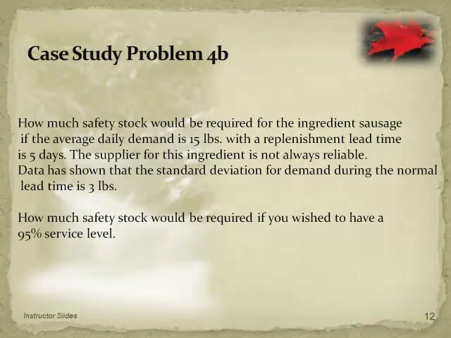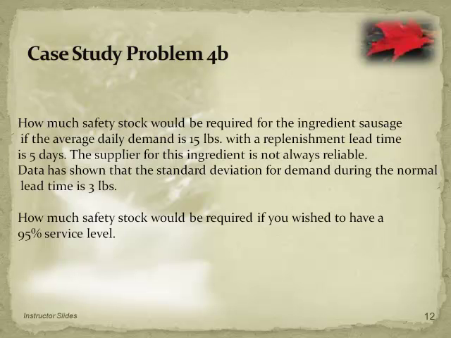Let's look at the case study. In this example, we have another ingredient, sausage, and it has an average daily demand of about 15 pounds. The replenishment lead time is 5 days. Now, the supplier for this ingredient is not always reliable, and the data has shown that the standard deviation for demand during the lead time is 3 pounds.